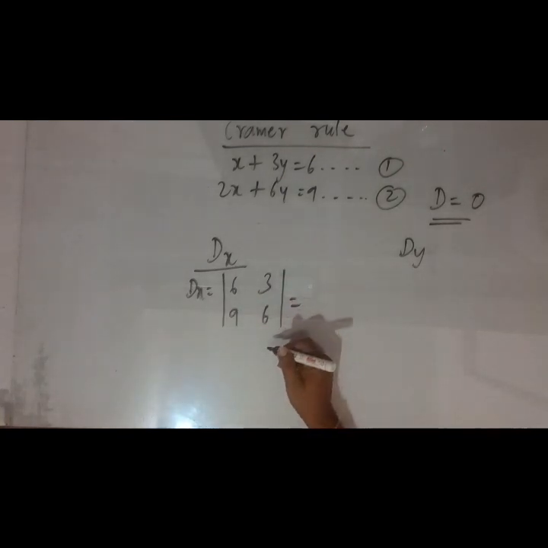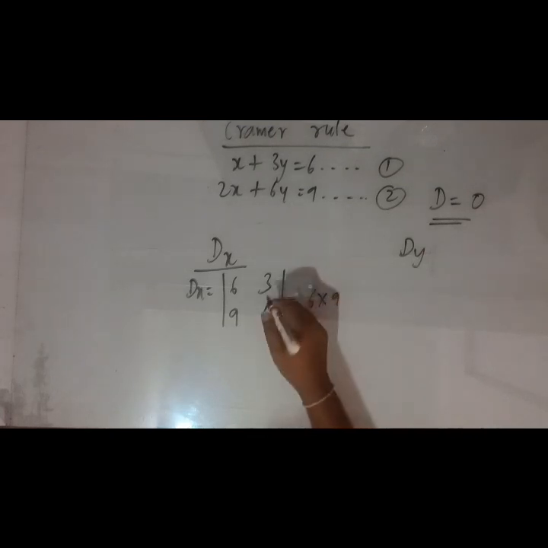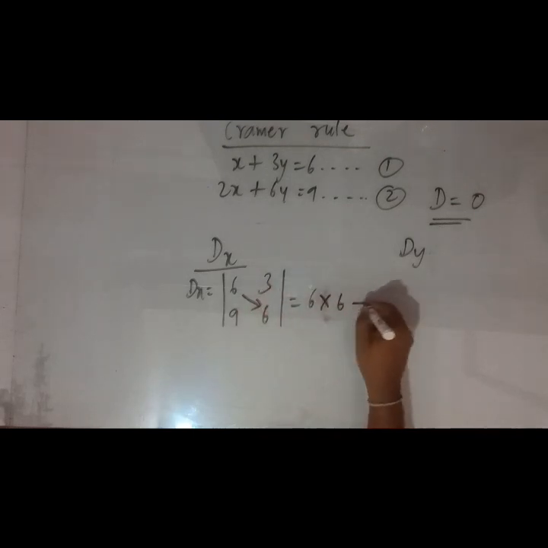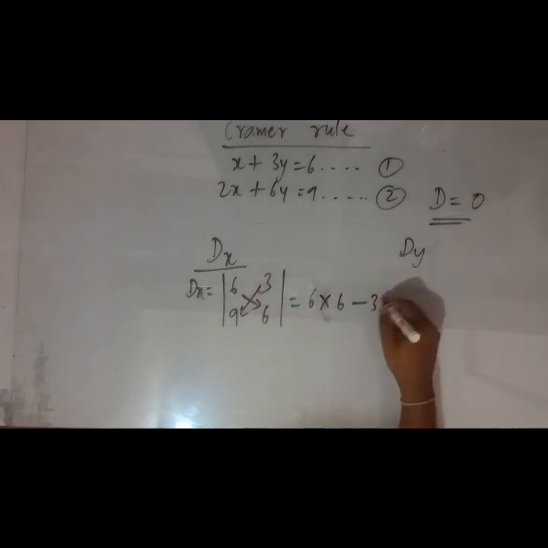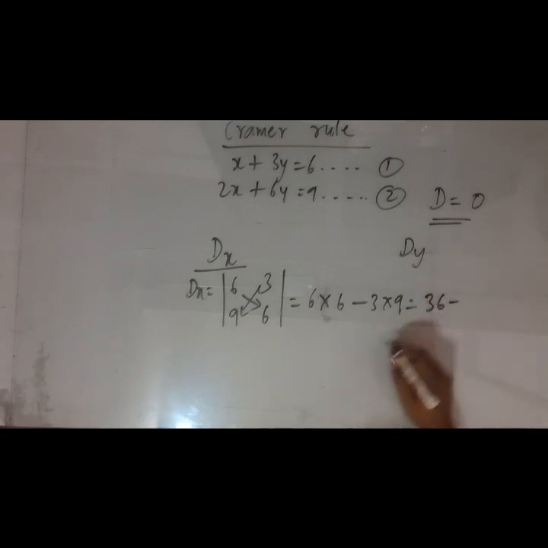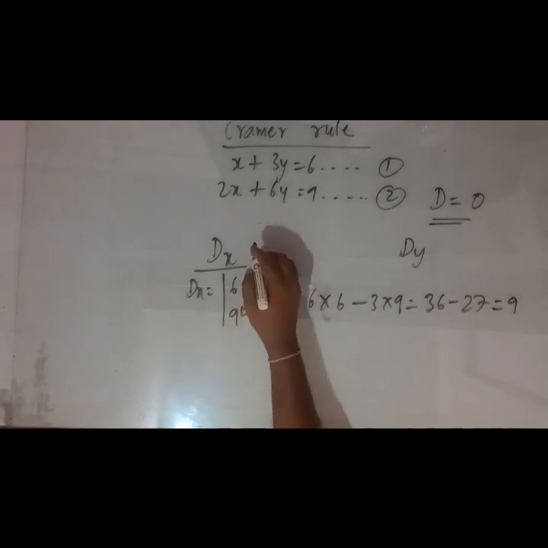Now you have to solve this determinant. So how will you solve? 6 into 6 minus 3 into 9. Okay, now what is your answer? 6 into 6 is 36 minus 27. So I think your answer is 9. So you got dx as 9.